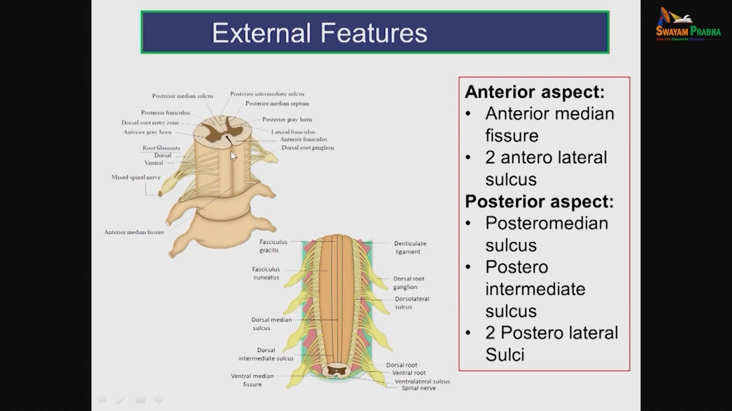In the anterior aspect, you can see an anterior median fissure, and on either side you can see two anterolateral sulci. We will discuss this in detail in the next few slides. On the posterior aspect, you see a posterior median sulcus, two posterior intermediate sulci and two posterolateral sulci. So, in anterior and posterior views of the cord, you have various fissures and sulci. We will be discussing the details of these fissures and sulci.